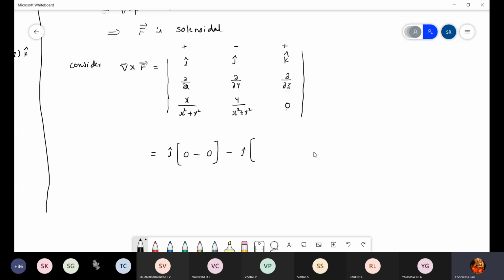Particular row and particular column: first row and middle column, neglect. Dou by dou x of 0 is 0, minus again dou by dou z of x by x square plus y square is 0, because it is a constant. Plus k cap into.